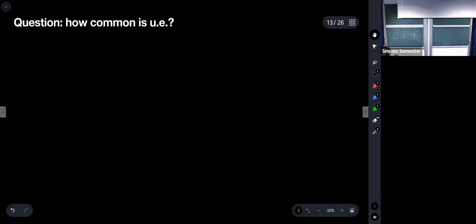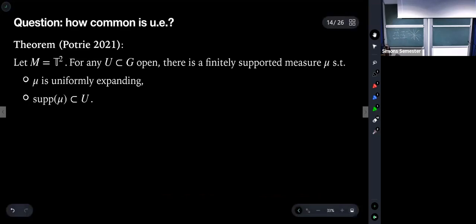So how common are these? This was first answered by Raphael Potrie in 2021. He looked at the two torus, and he showed that for any open set in the volume preserving diffeomorphisms of the two torus, there's a finitely supported measure that is uniformly expanding, and its support is entirely contained in that open set. So essentially, you can get them wherever you want. You can build a uniformly expanding random walk wherever you want on any set you want.